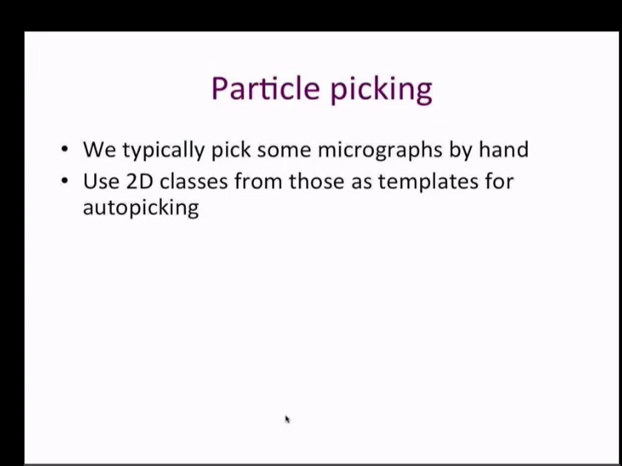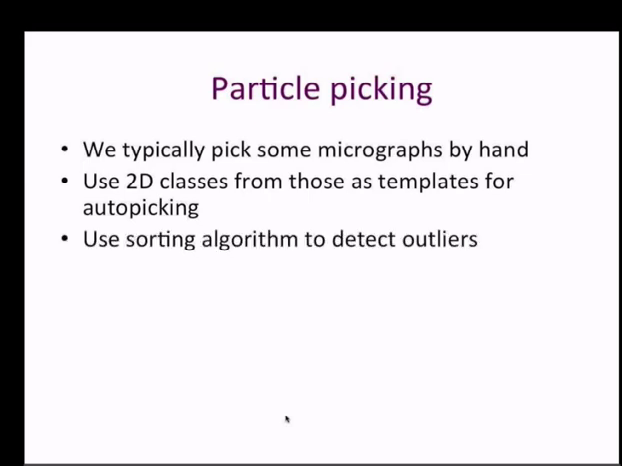Then we calculate reference-free 2D classes from those manually picked particles and use those as templates for auto-picking, because we typically now have thousands of micrographs for a project, and picking them all by hand would just basically be much too much work. We do that in Relion now as well, and then we use a sorting algorithm to detect outliers, and it's explained in the tutorial what that does.